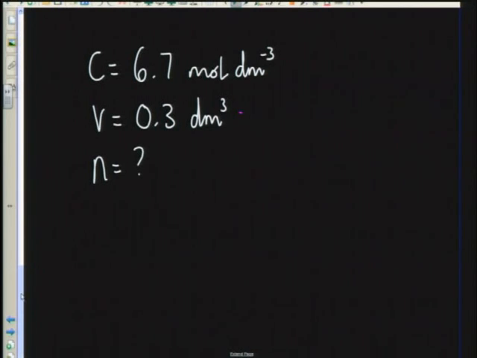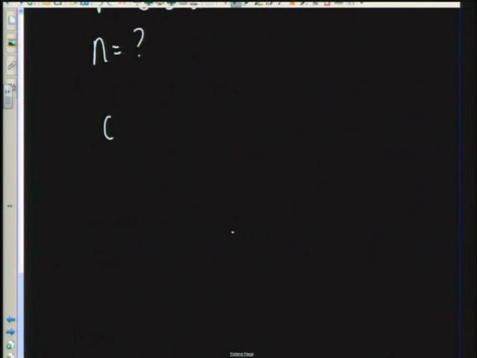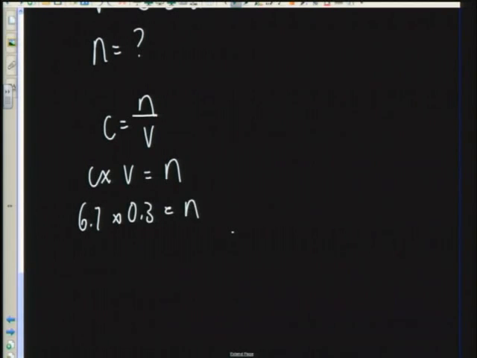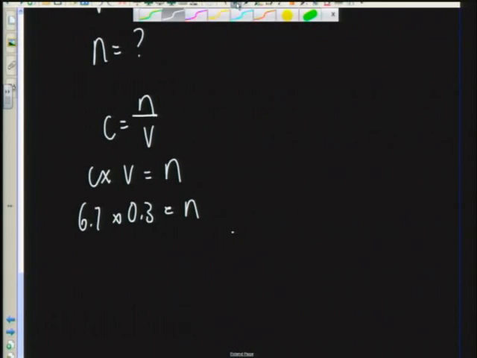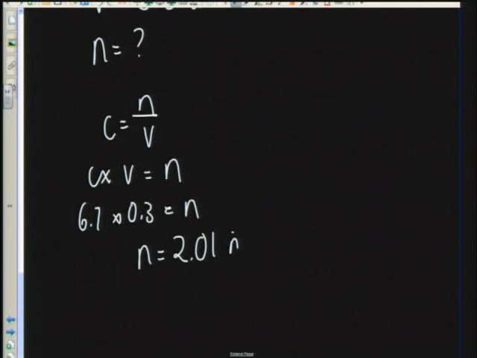So here we've got the same equation but being asked in a very different way. Number of moles over volume, concentration multiplied by volume is equal to number of moles. 6.7 multiplied by 0.3 is going to give me number of moles. Let's work this out. 6.7 multiplied by 0.3, 2.01 moles. So n is equal to 2.01 moles of MgCl2. Well, what mass is that?